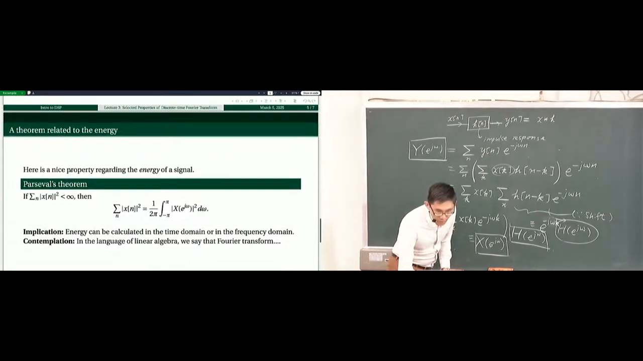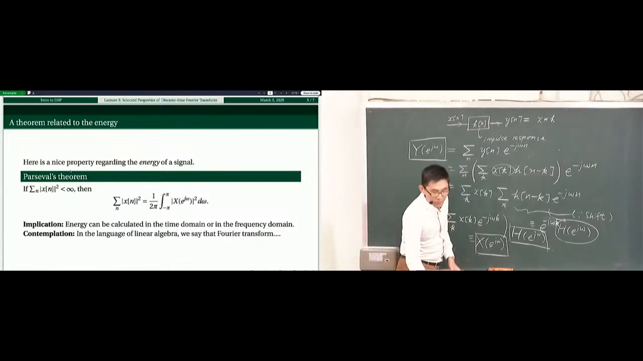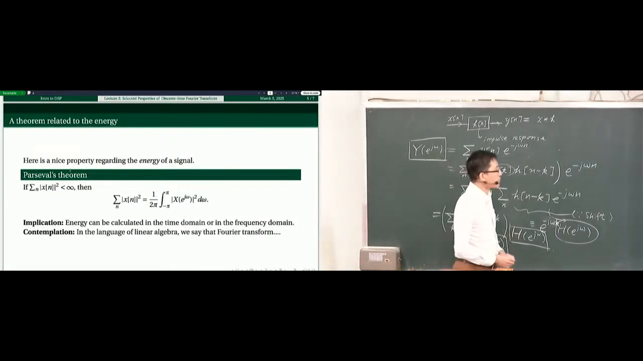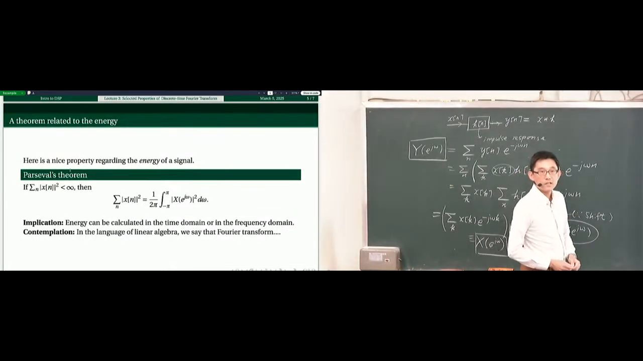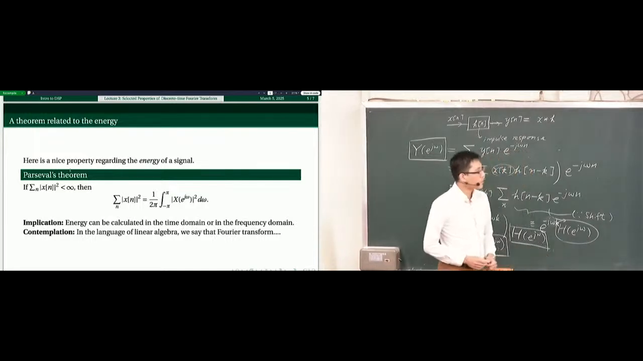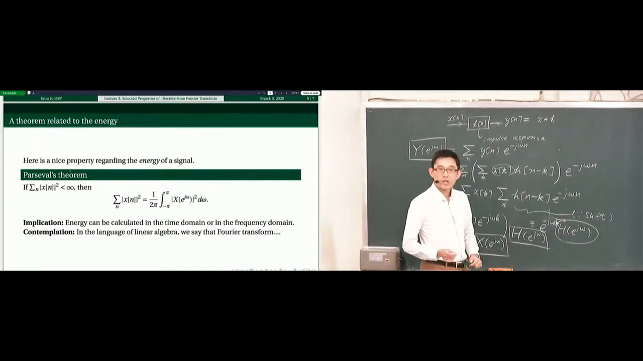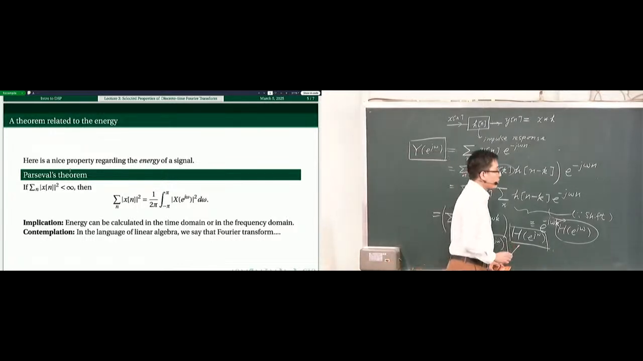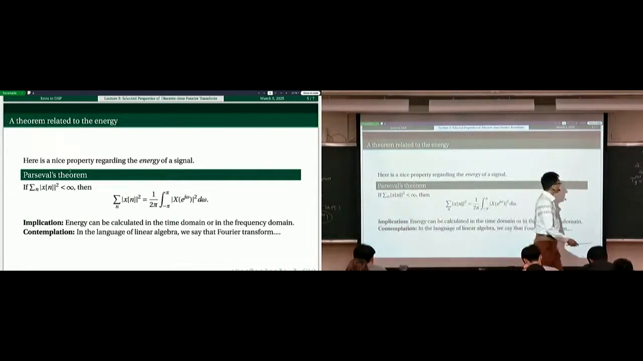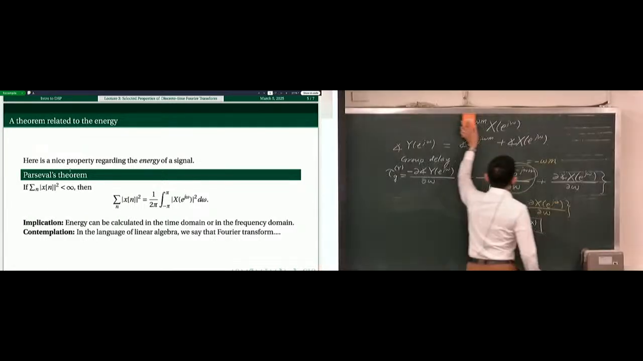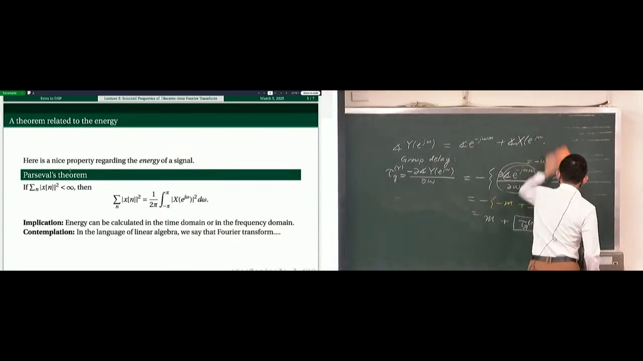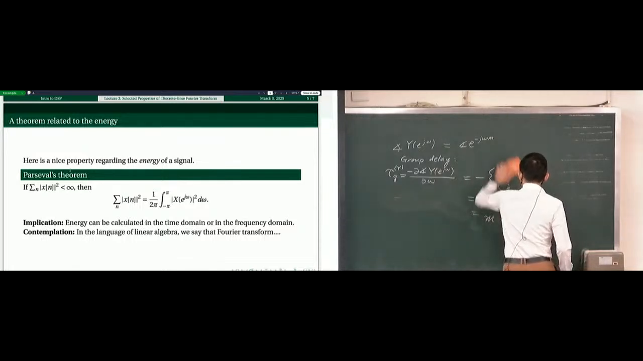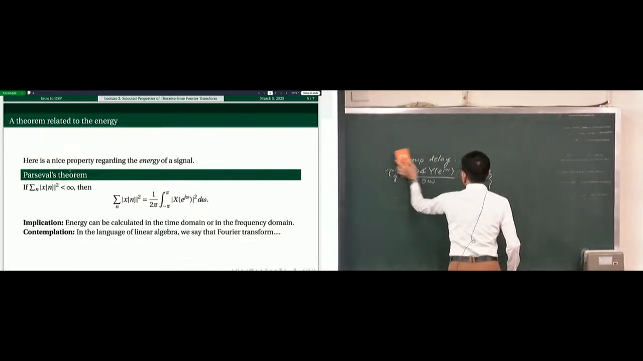Okay, so next thing, this is a bit quick, but this next thing is a beautiful theorem. Perhaps one of the very nicest theorems that we'll encounter in the entire semester. So I would love to share with you. We need to know that there's a theorem that's related to the energy of a signal.